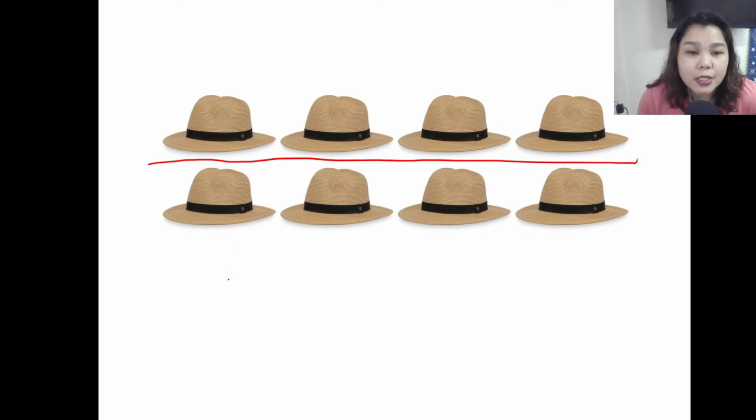Ano po? So, let's count the number of objects sa taas. So, we have now 2 groups. First group, ilan siya? We have 4. Second group, ilan? 4. So, let's now count everything. So, 4 plus 4 is 8. Okay, that is our first expression.